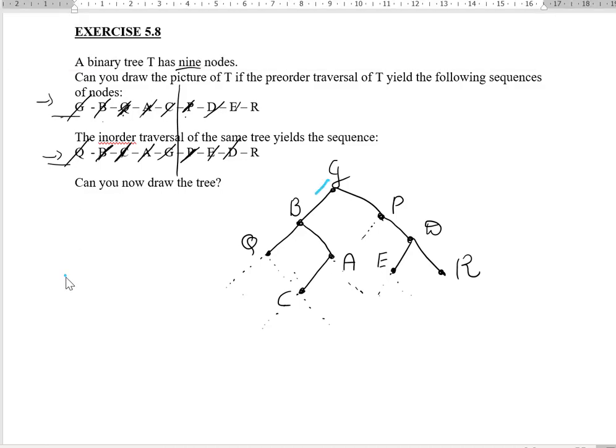Pre-order G, B, Q, A, C, P, E, P, D, E, R, and so that's perfect.